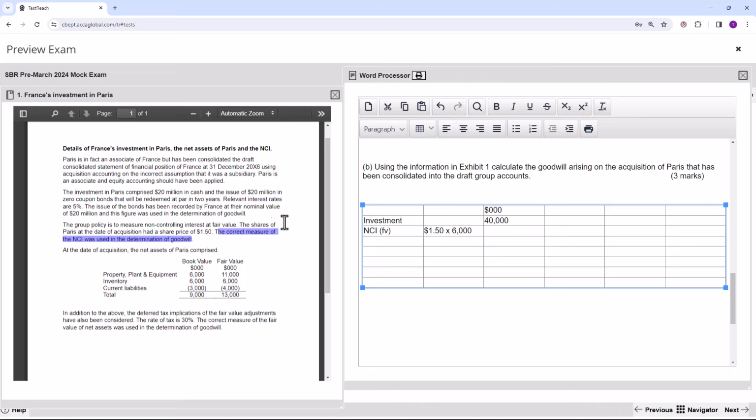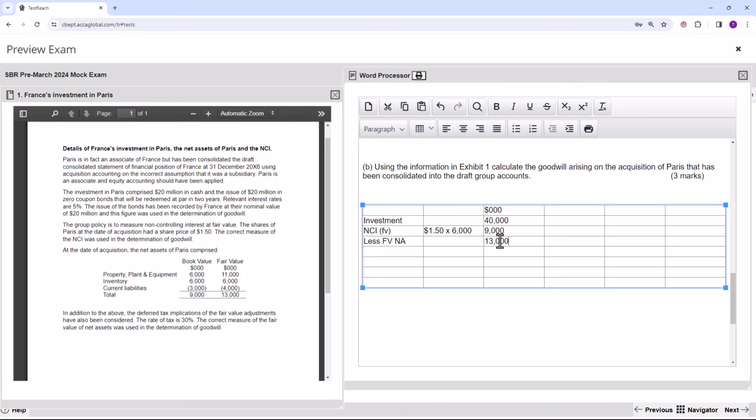All right. I don't need a calculator. I don't need a spreadsheet to know that 1.5 times 6 is 9 million. What I've then got to think about is the fair value of the net assets at the date of acquisition. Now, at the date of acquisition, I won't use the book value. I will use the fair value, and I use the fair value of 13,000.